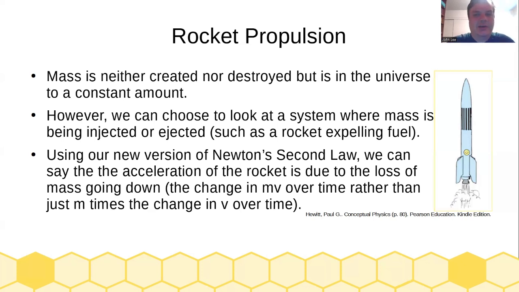However, we can choose to look at a system where the mass is being injected or ejected, such as a rocket expelling fuel. Using our new version of Newton's second law, we can say that the acceleration of the rocket is due to the loss of mass going down, the change in mv over time, rather than just m times the change in v over time.